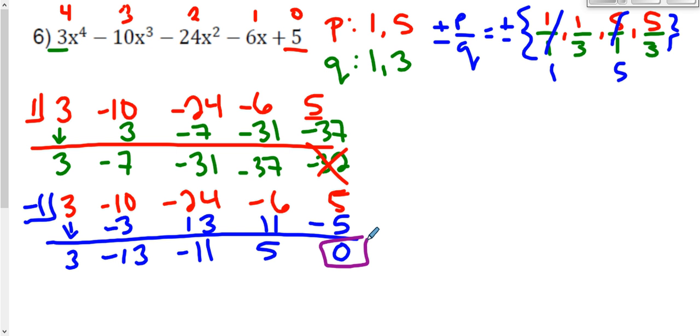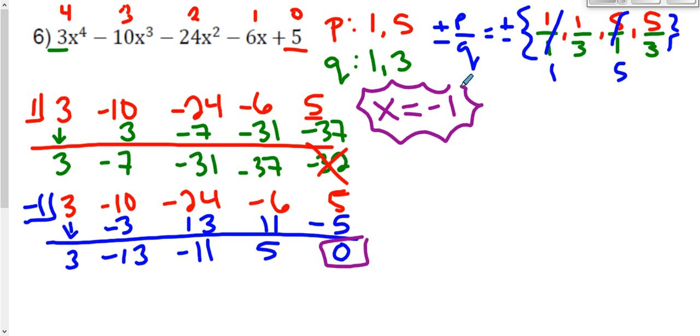Please watch your signs, because as you can see, it's very easy to make a mistake in your signs. So we get a remainder of 0, and that's a great sign. It means that x equals negative 1 is a solution to this polynomial. But this polynomial is to the 4th power, which means we should have 3 more solutions.